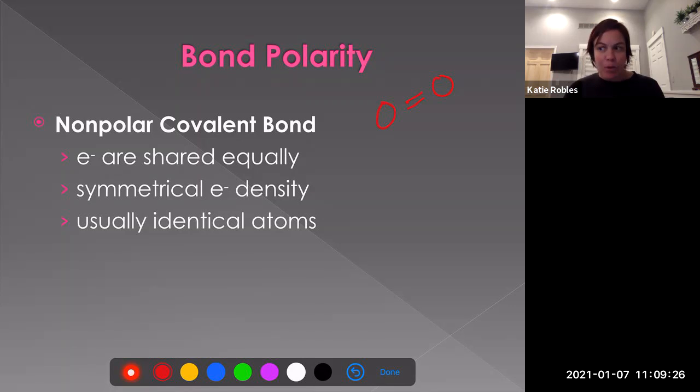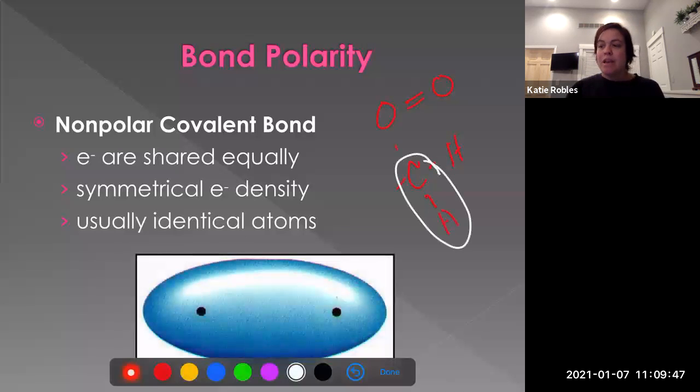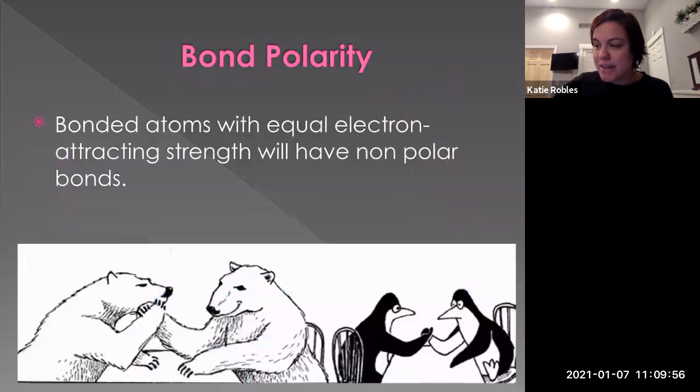Another place that non-polar covalent bonds happen that I told you about just today is here in C's and H's. Okay, when you see C's and H's, you think non-polar, no matter what, and that's just because they're very similar in electronegativity. They're almost identical atoms. So when you think about that cloud of electrons, the cloud of electrons is shared evenly between the two. All right, back to my polar bears and my penguins. It's like a polar bear and a polar bear and a penguin and a penguin. They're going to have equal attracting strength, and this is what creates non-polar bonds.